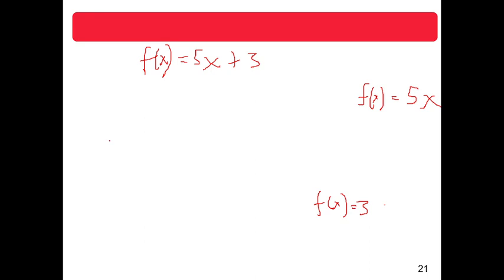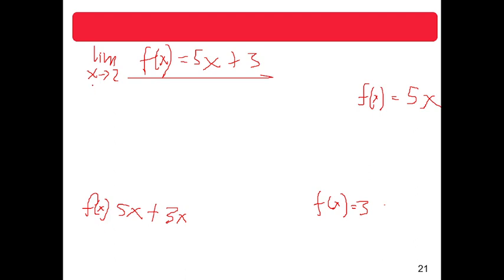Okay, and let's just say you simply have 5x plus 3, and this is your function. What is the limit of this function? What is the limit of this function as x approaches 2?